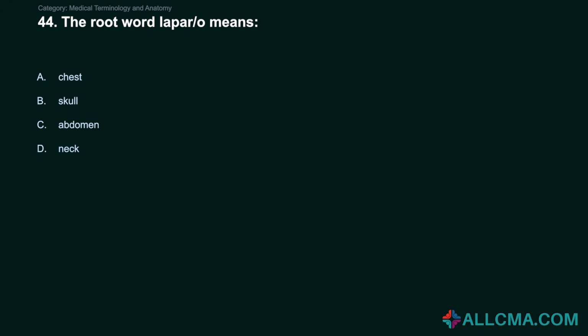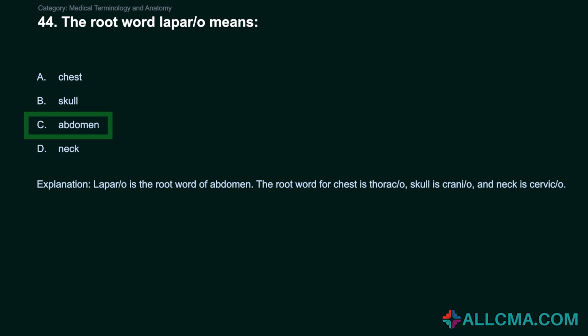44. The root word lapar/o means: A. Chest. B. Skull. C. Abdomen. D. Neck. Correct answer, C. Abdomen. Lapar/o is the root word of abdomen. The root word for chest is thorax/o, skull is crani/o, and neck is cervix/o.